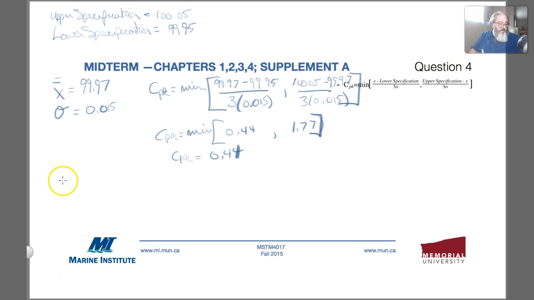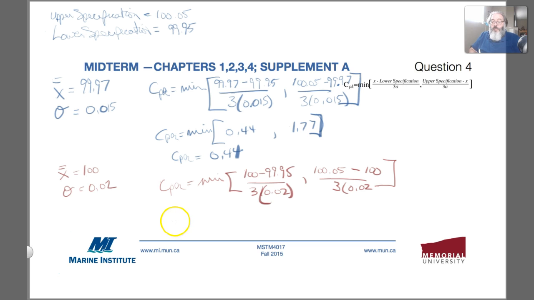Okay, so now to move on to the other machine, which is going to have an output that holds exactly to target. So that's our 100. And the standard deviation for that machine is going to be 0.02. We just do the exact same math this time. Without even looking at it, because the target is being held, both of these calculations are going to work out to be the same. When you work it out, you're going to find the minimum of 0.83 or 0.83. So our Cpk, or our process capability index, is 0.83.